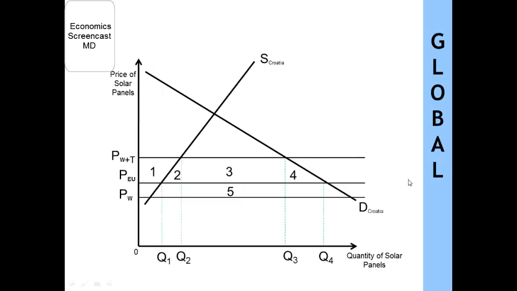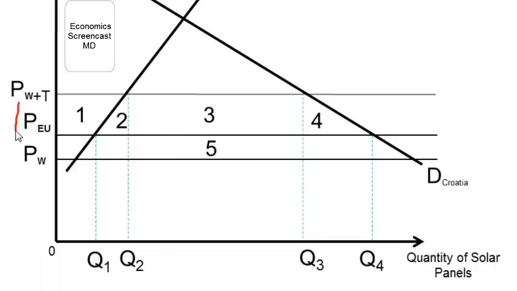Using a relatively familiar version of the tariff diagram, we'll show what the impact is on the Croatian market for solar panels when a tariff is removed on EU producers but remains on producers from the world market. Now, all of a sudden, the price that Croatian consumers pay falls from PW plus T to PEU. This leads to an extension of demand and an increase in the quantity demanded at PEU. Consumption of solar panels in the Croatian market increases from quantity Q3 to quantity Q4.